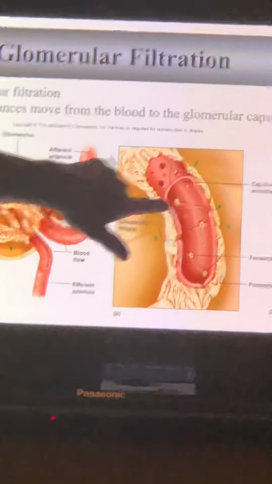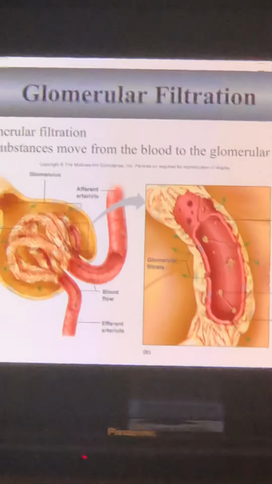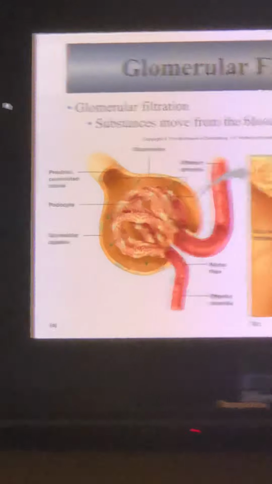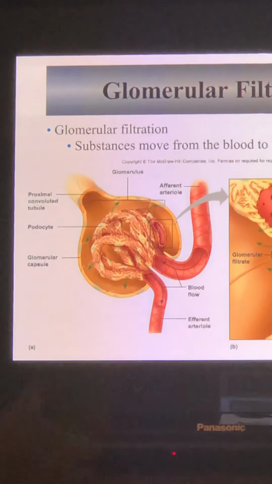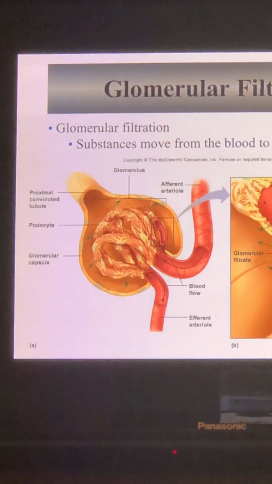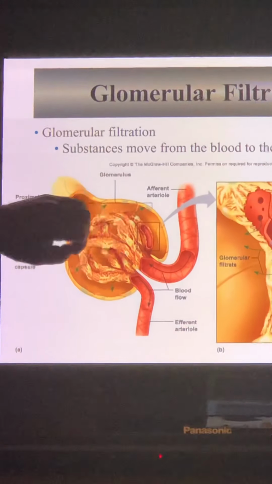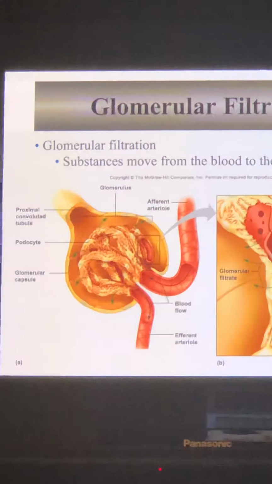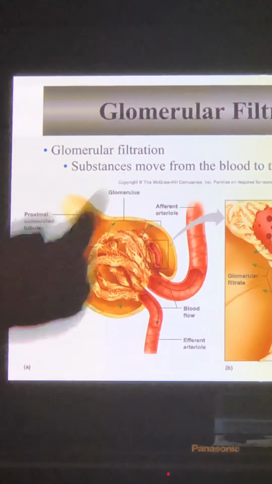They call them fenestra. So not only is this one layer of simple squamous epithelium, if you remember from last semester, in the capillaries, it also has holes in it, so it allows things to be filtered out of the blood. So that filtration is when it just comes out of the glomerulus into the capsule. That completes filtration. That's the first step.